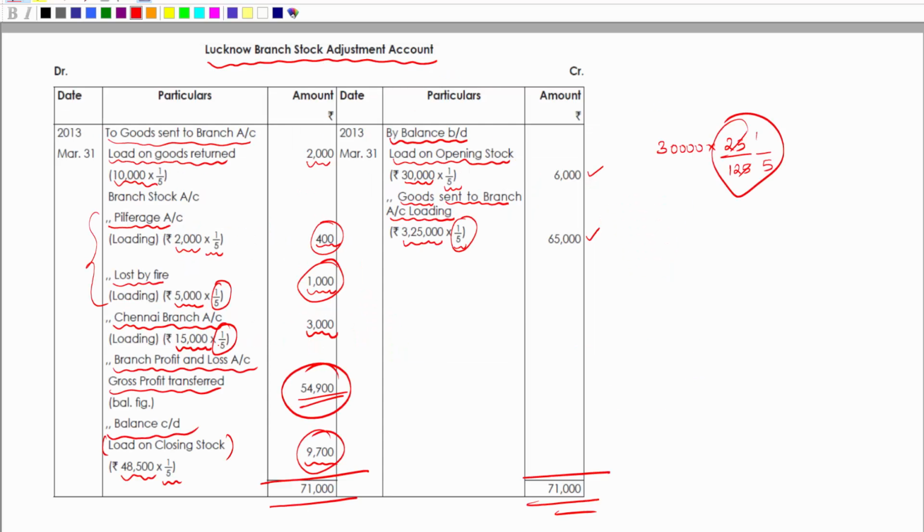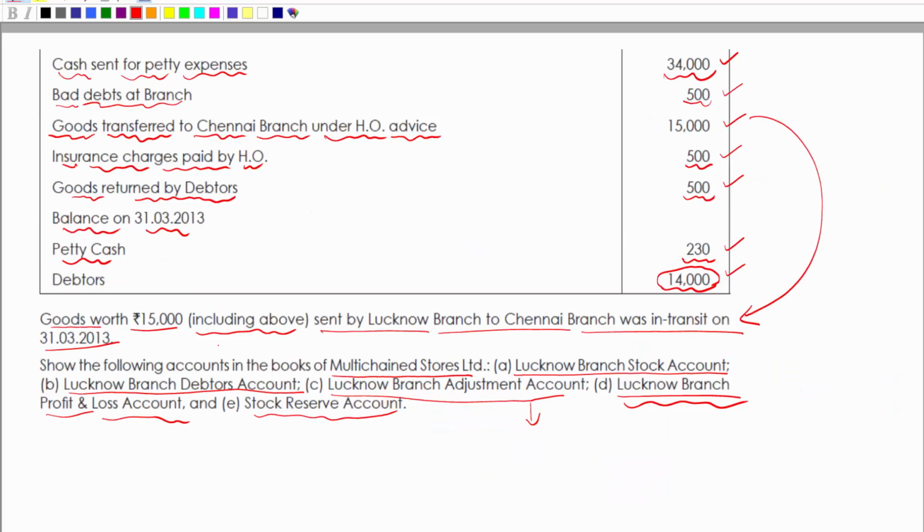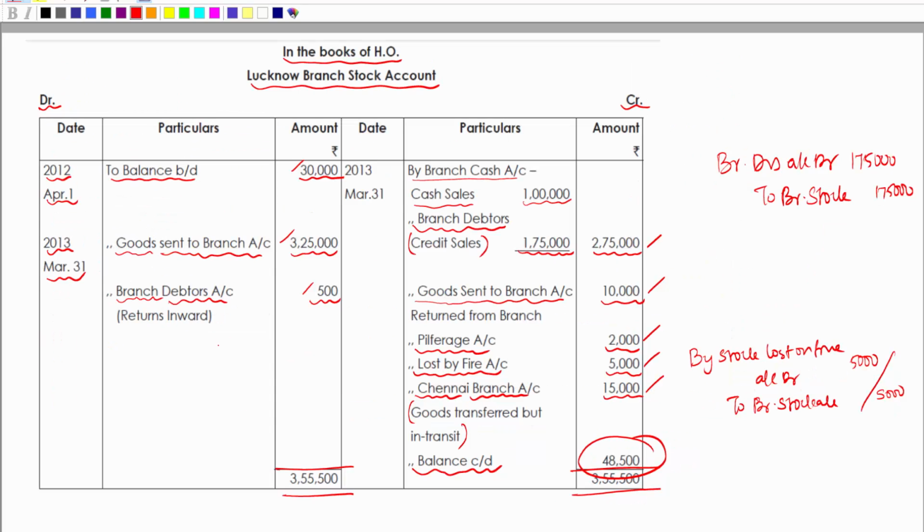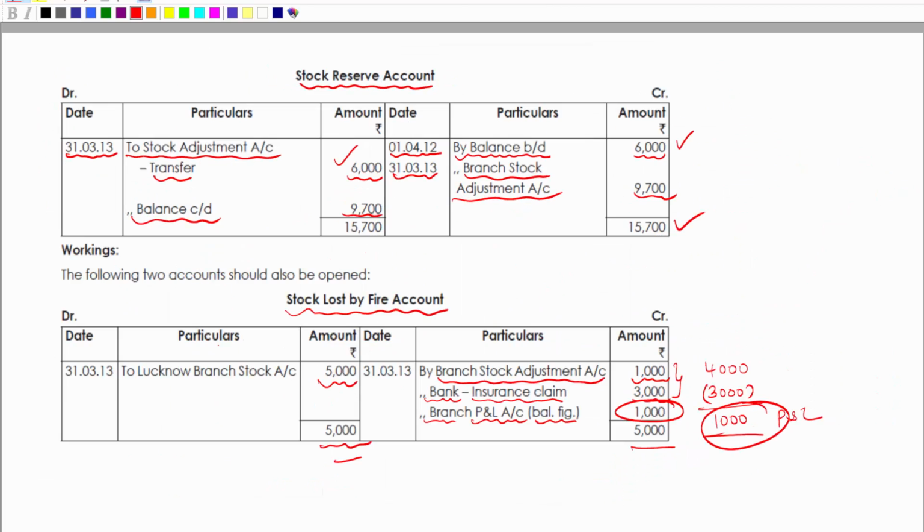So in this way we have captured all the items, and we have covered all the accounts that were necessitated by this question.